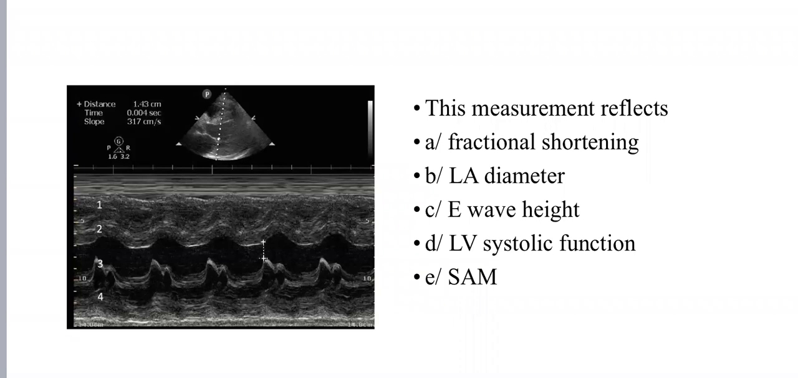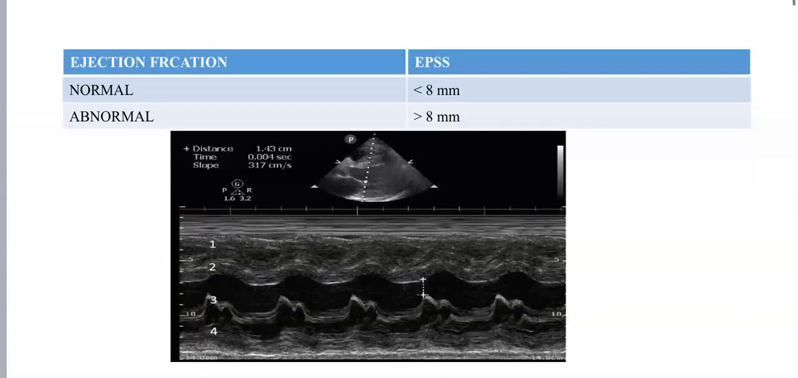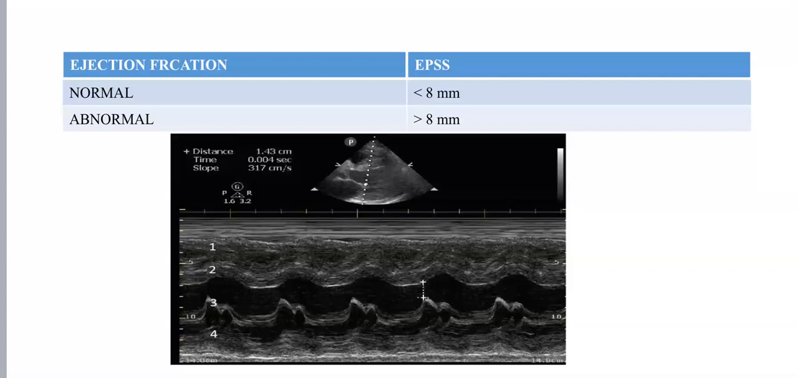So this is the so-called EPSS, E point to septal separation. And this EPSS was used historically. We are not using it now because we have better ways of assessment of LV systolic function. But that's what it was used historically for, because it defines the LV systolic function, because it defines the cardiac output.